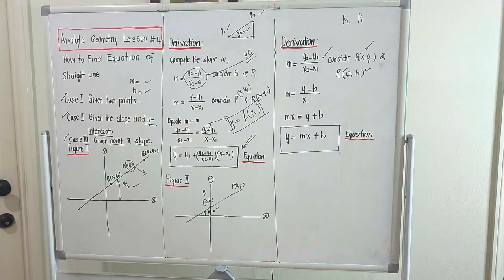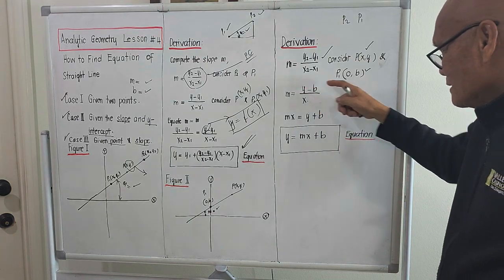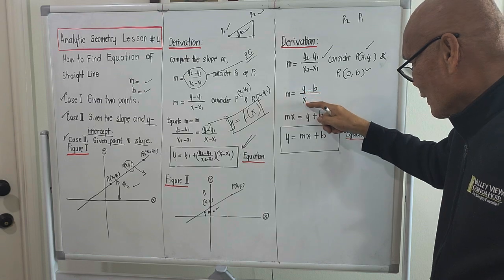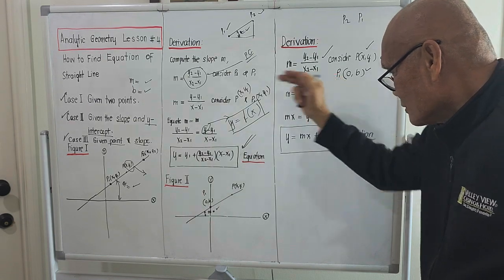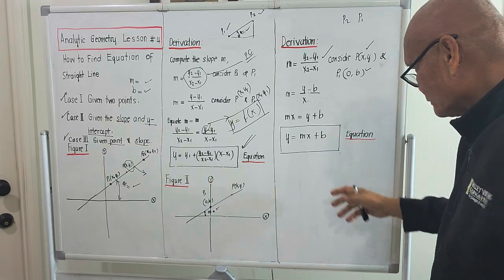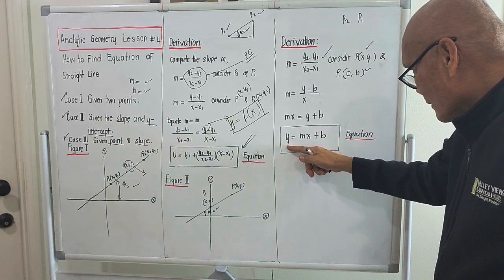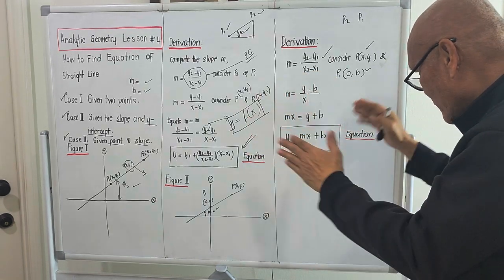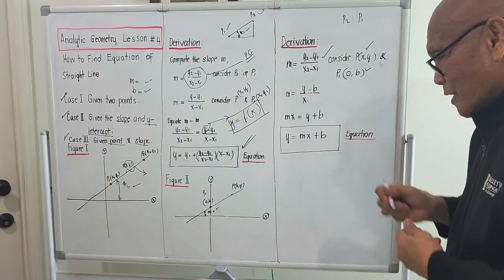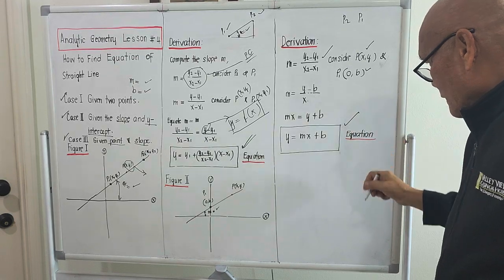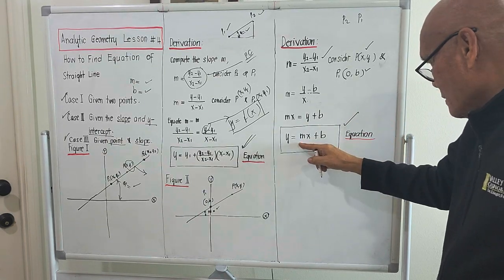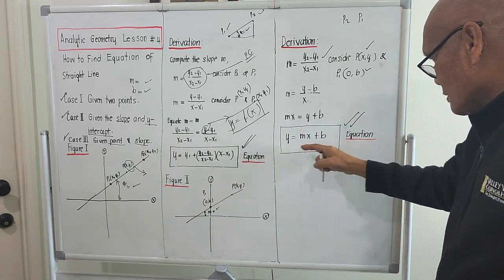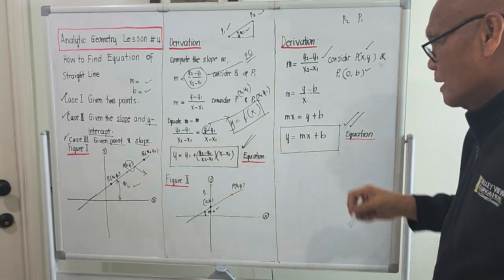Right? So y minus b is equal to mx. Therefore, we transpose this to the left and rearrange. y will be equal to mx, and this negative b we put on the other side, so it becomes plus b. So the required equation, if we are given the slope and the y-intercept, is y equal to mx plus b.